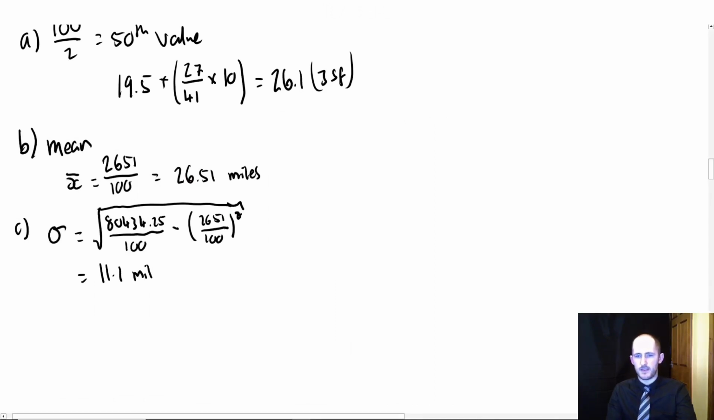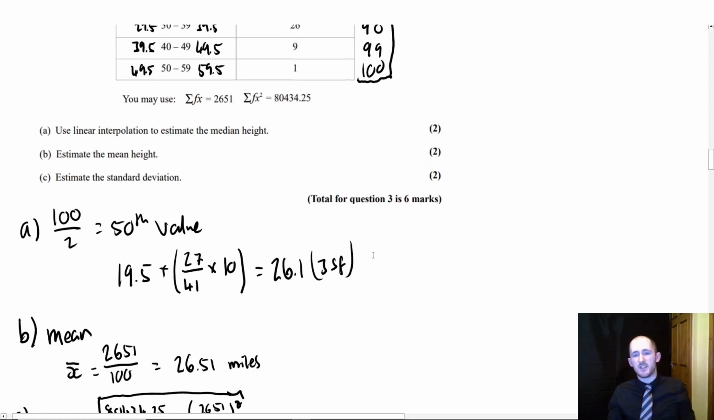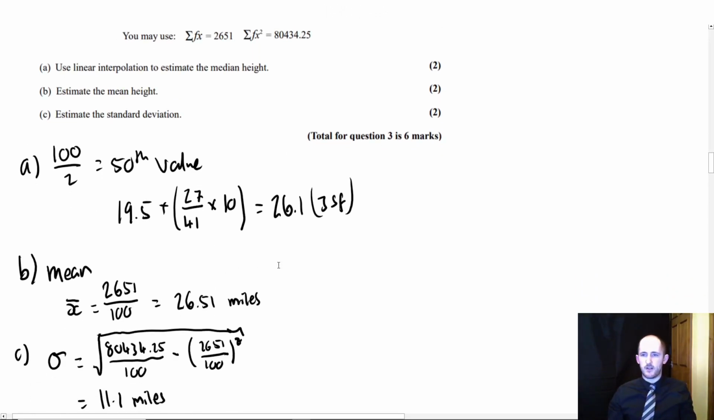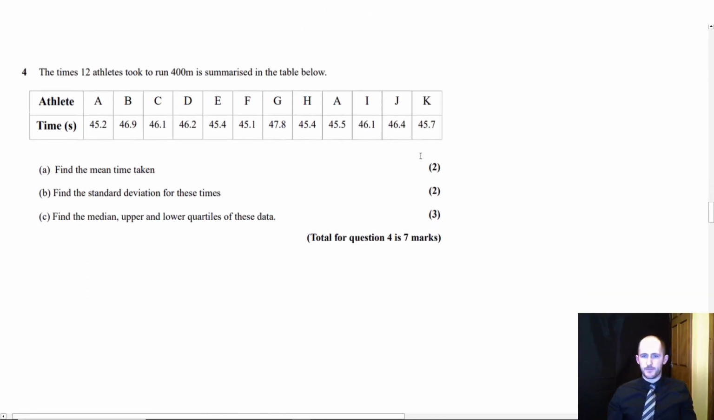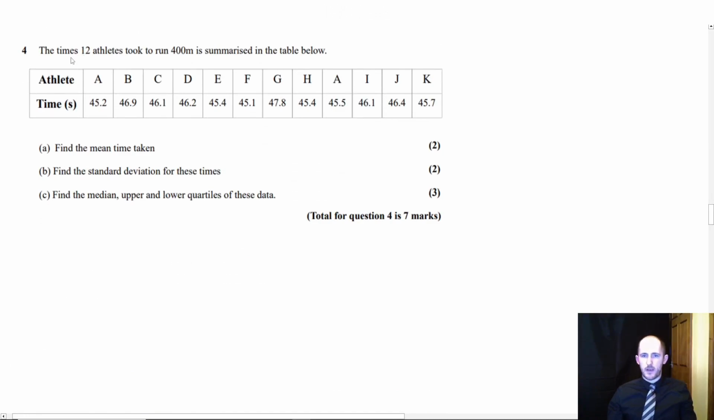So the mean is 26.51 miles with an average deviation of 11 miles. And that's it. So there's a 6 marker in a couple of minutes. I don't think we took that long. I think we took about 3 or 4 minutes. So you can really scrape together these marks. So what about this one?